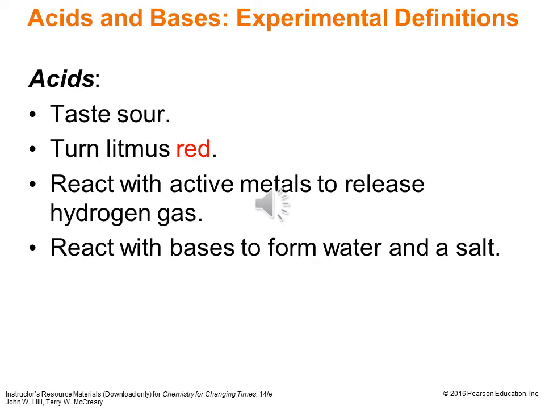In addition to tasting sour, acids will turn litmus red. Litmus is made from Spanish moss, so those plant components change color to red in the presence of acid. They'll also react with active metals to release hydrogen gas.